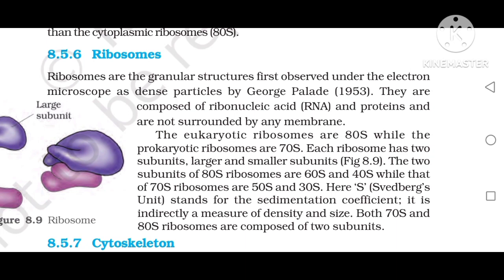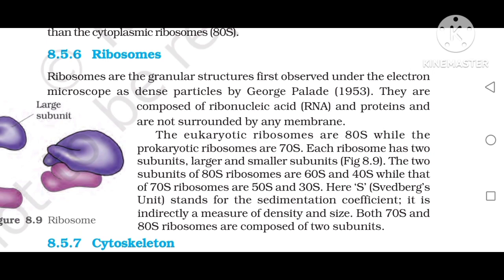Ribosomes are granular structures first observed under the electron microscope as dense particles by George Palade in 1953. They are composed of ribonucleic acid, RNA, and protein and are not surrounded by any membrane. The eukaryotic ribosomes are 80S while the prokaryotic ribosomes are 70S. Each ribosome has two subunits, a larger and a smaller subunit. Figure 8.9. The two subunits of 80S ribosomes are 60S and 40S, while those of 70S ribosomes are 50S and 30S.